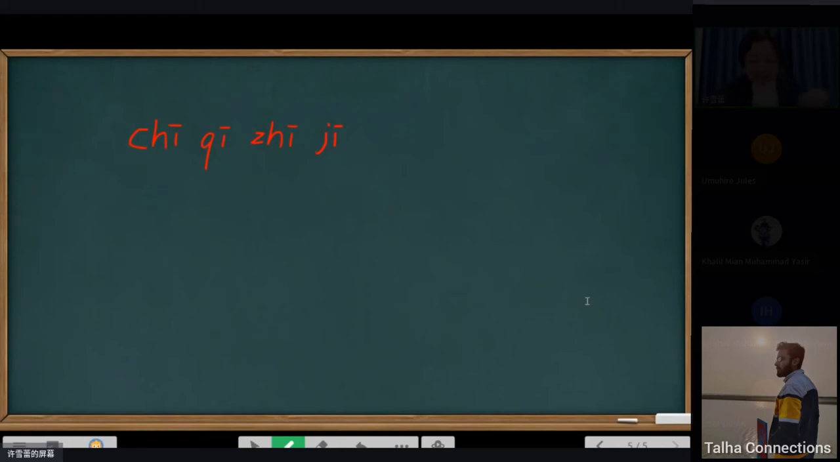All right. Now, I'll put it here. You see that? Yeah, qi. Very good. Qi means seven, right? Yeah, 这个. So this one, 汁. Yeah, this one is red. 汁.